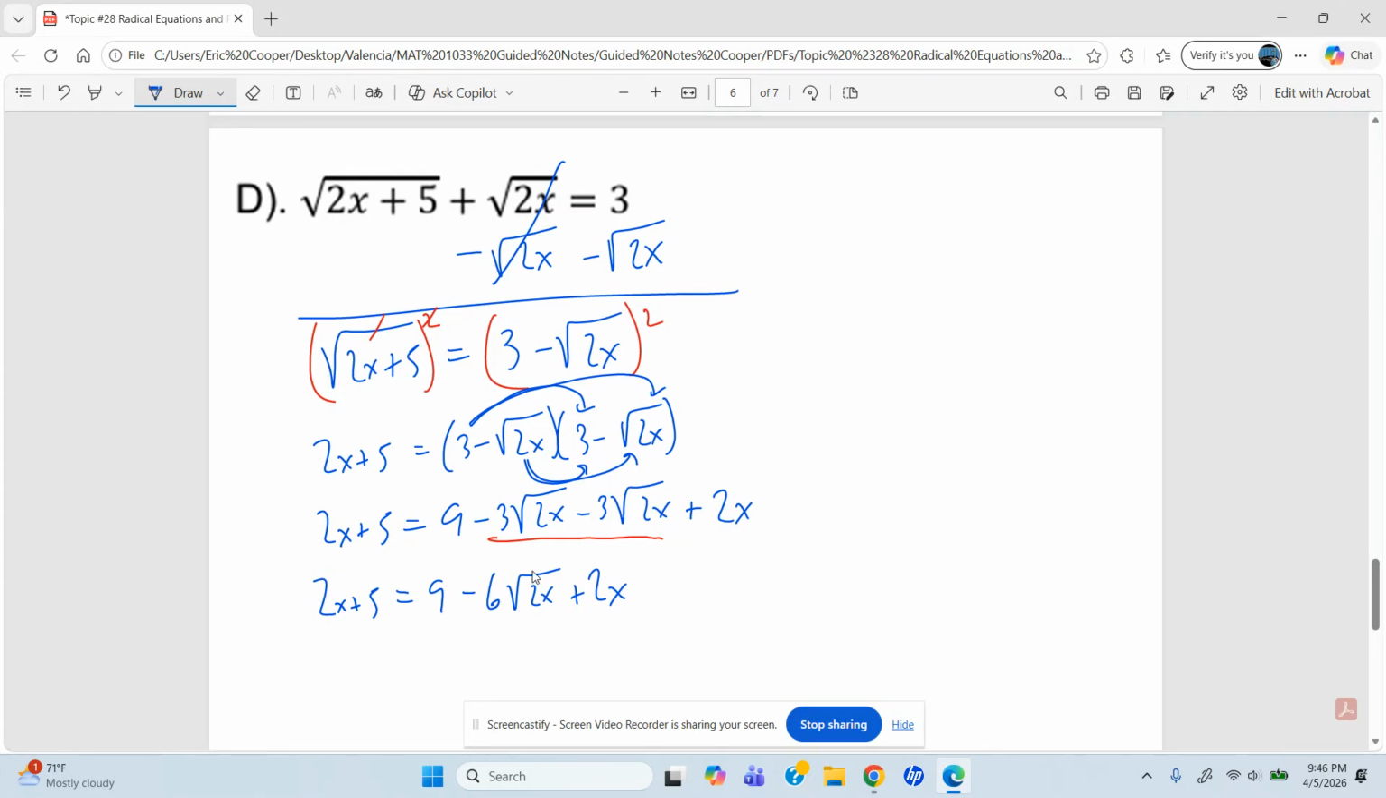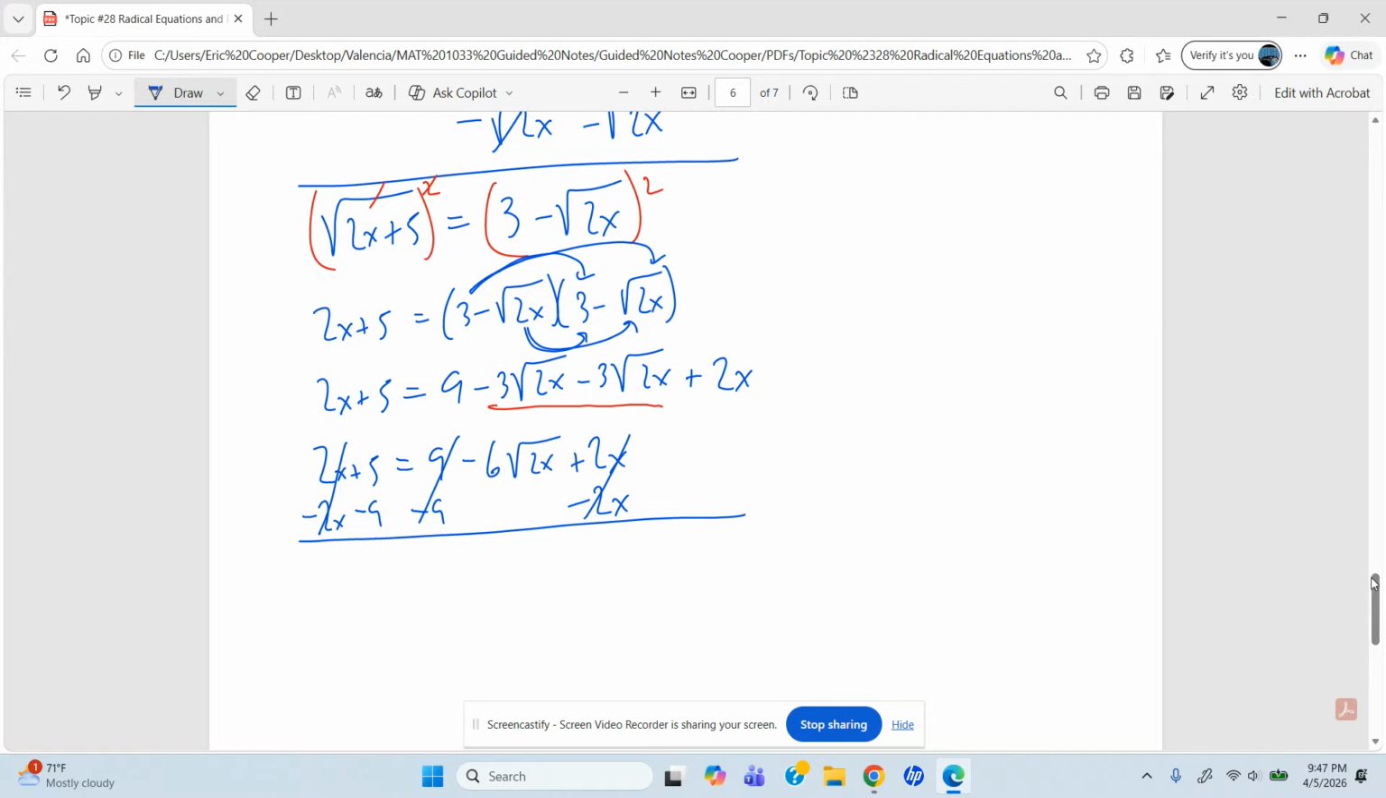I want to try to undo things. So the first thing I'm going to do is move these two things to the other side. That'll cancel out this and this. The 2x minus 2x also cancels out. So in this case we have negative 4 is equal to negative 6 times the square root of 2x. Now this is negative 6 times square root of 2x.